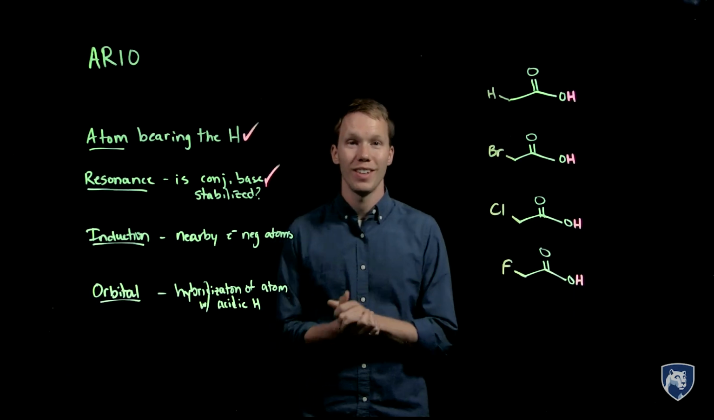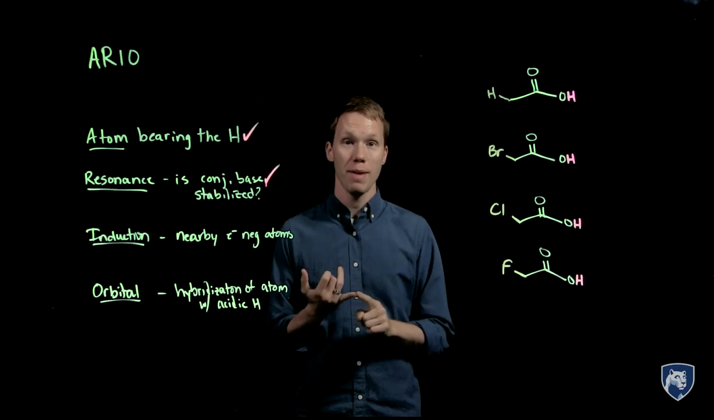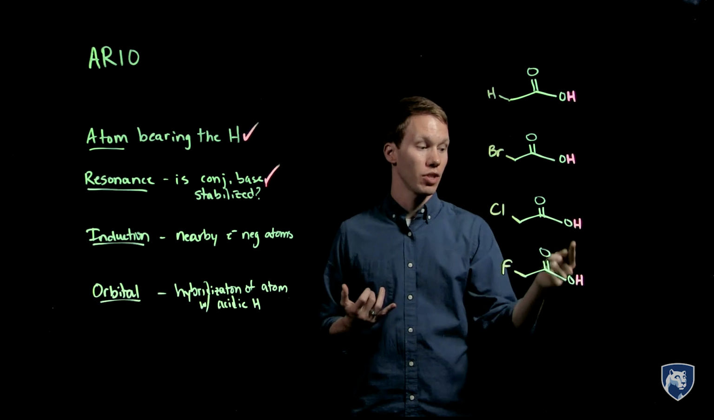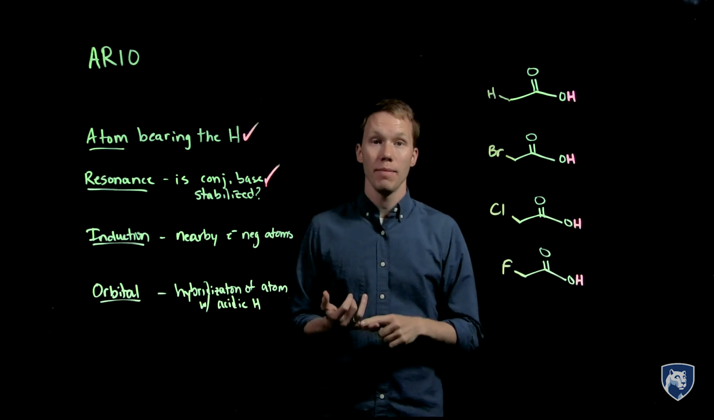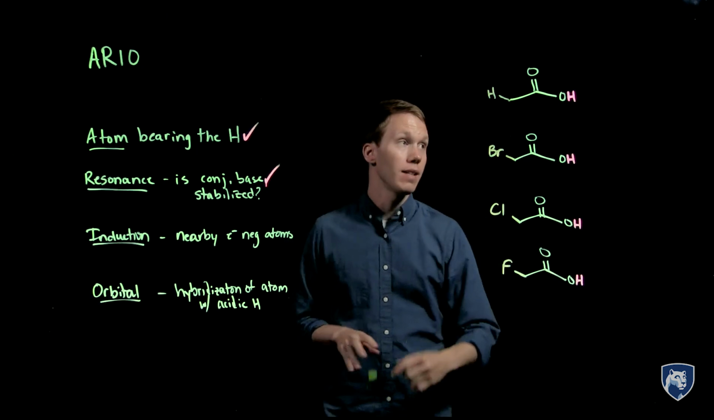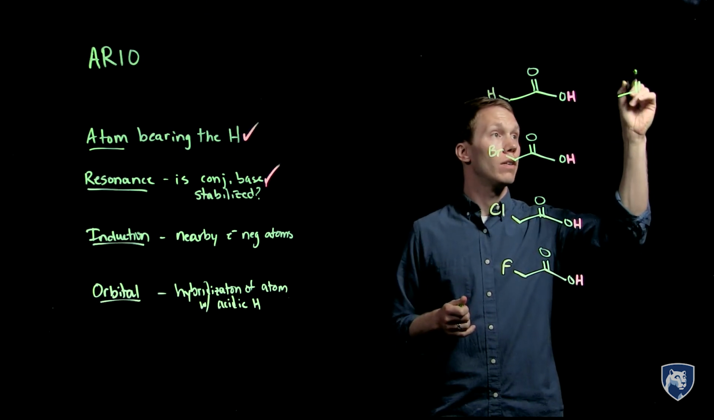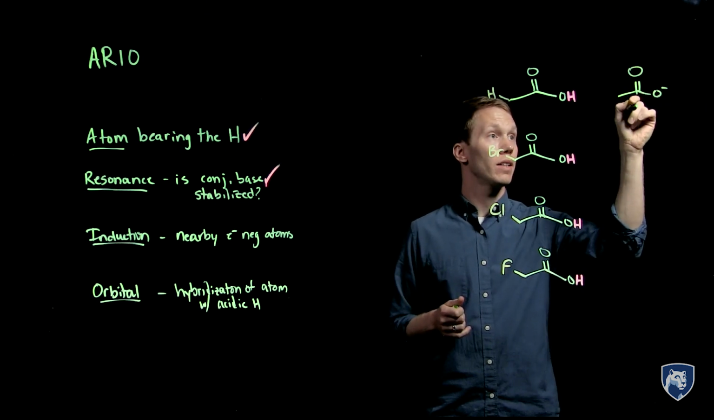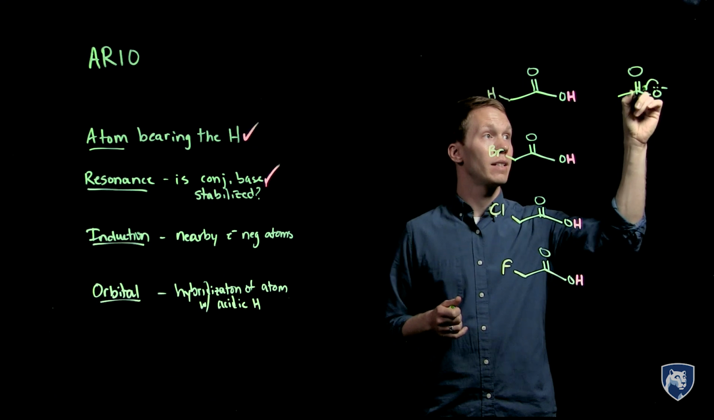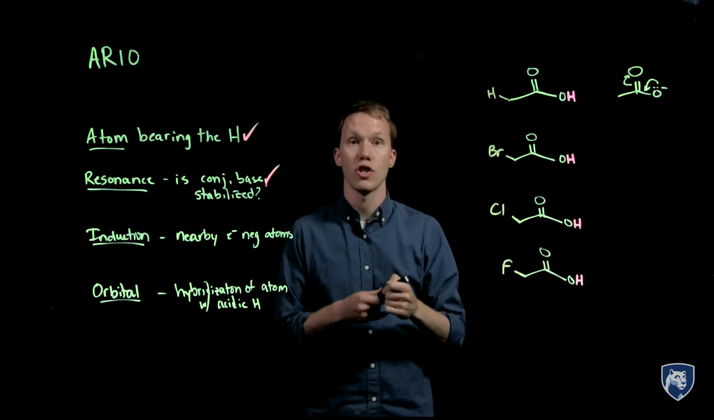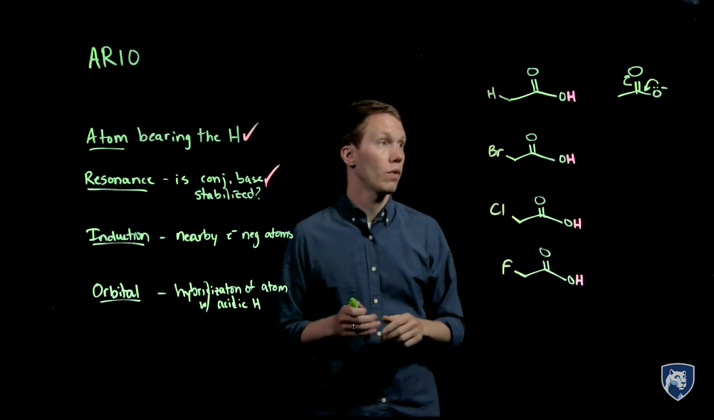All right, now you can guess where we're going with this. We have the same atom: oxygen, oxygen, oxygen, oxygen. Same type of resonance in the conjugate base, right? So we have O minus here, and that can delocalize into the carbonyl. That charge is shared, more stable, okay?